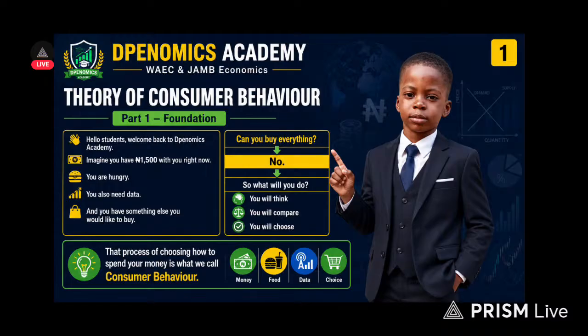What will you do? I want to believe that each and every one of us is going to think, we're going to compare, and most importantly, we're going to choose between the food because you're hungry, the data that you need, and something else that you would like to buy. You're going to choose. Now, that process of choosing how to spend your money is what we call consumer behavior. Okay, so today we're going to understand it step by step in a very simple way.